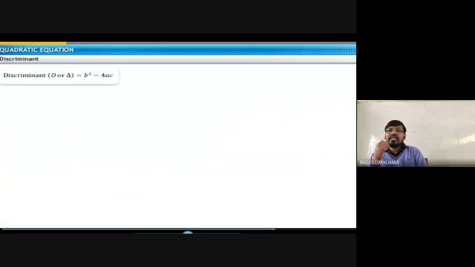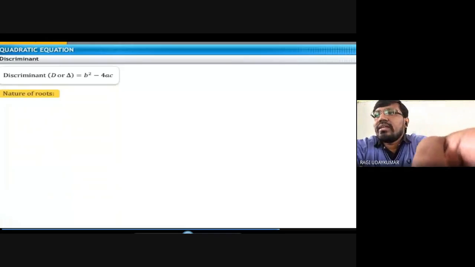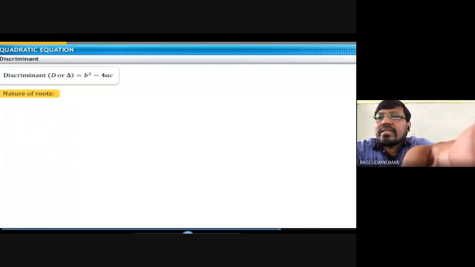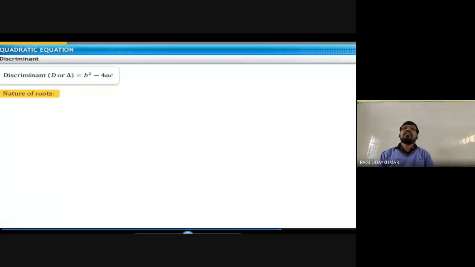Okay. So now the next concept is discriminant. Based on the discriminant, we will find out the nature of the roots, which type of roots we are going to get, without finding the roots. The discriminant is denoted by either D or delta. The discriminant b square minus 4ac is called the discriminant. With the help of the discriminant, we'll find out the nature of the roots.